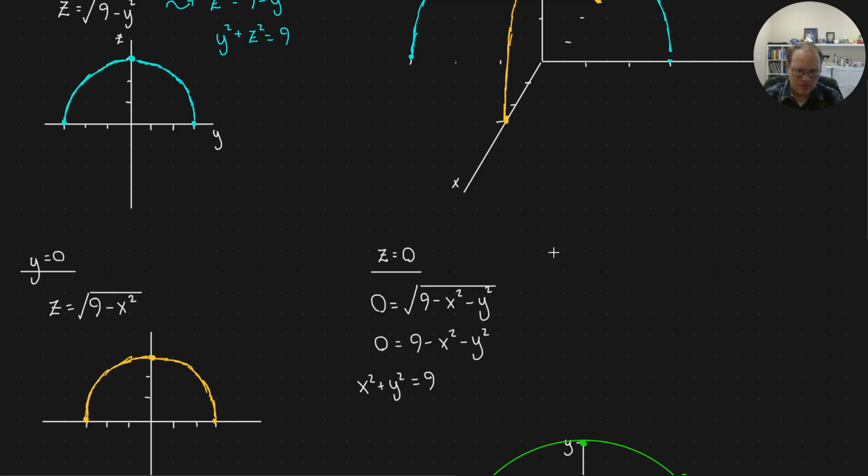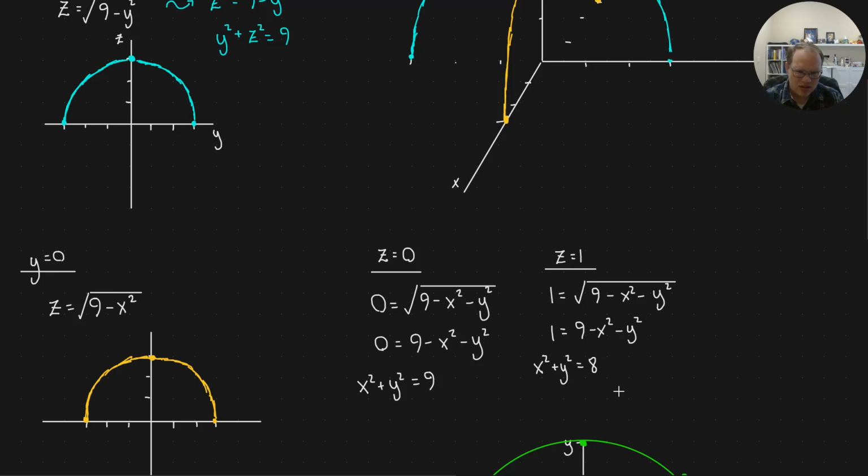Let's do z equals 1. If I do z equals 1, I get 1 equals the square root of 9 minus x squared minus y squared. Now I'll do the exact same thing. Let's square both sides. I'm going to move the x squared and the y squared to the left side, and I'll subtract the 1 over to the right. So on the left side, I'll get x squared plus y squared. On the right side, 9 minus 1 is 8. So this is a circle of radius equal to the square root of 8.